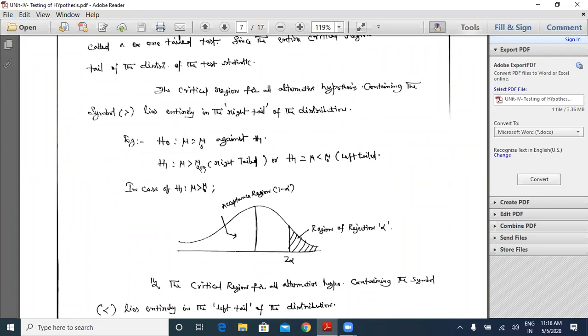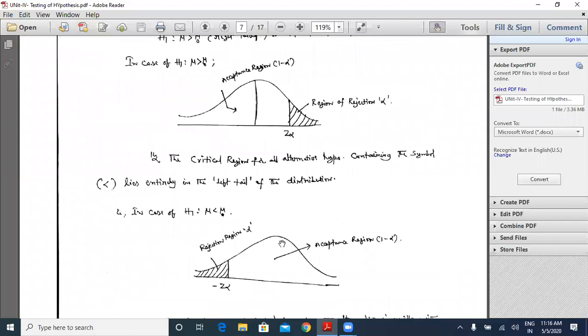Okay, if H1 is mu greater than mu naught, then the entire critical region alpha lies in the right tail. If H1 is mu less than mu naught, then it is called left tail. The entire critical region lies on the left of this, so here the negative probability, minus z alpha, you have written.